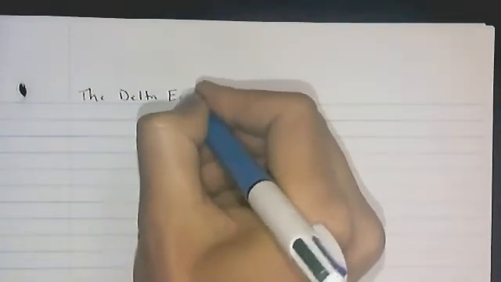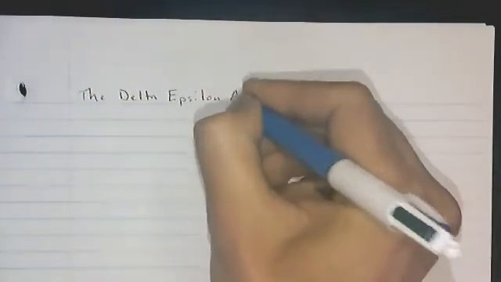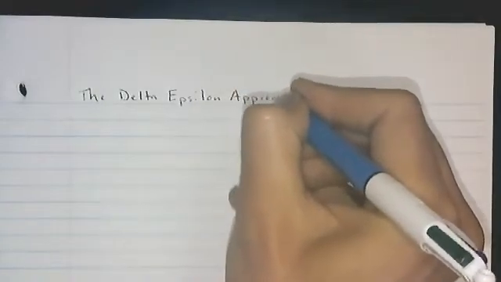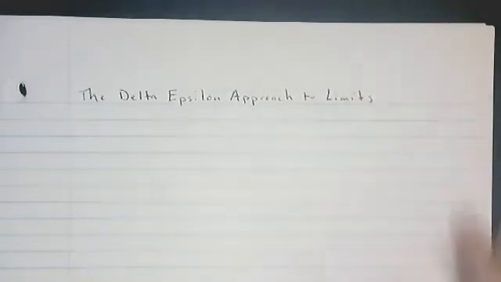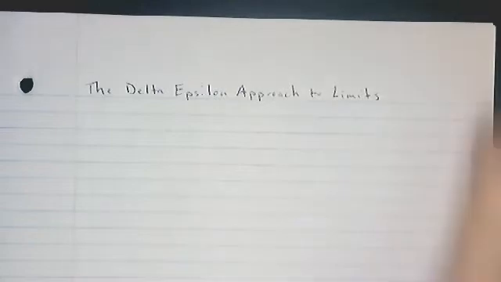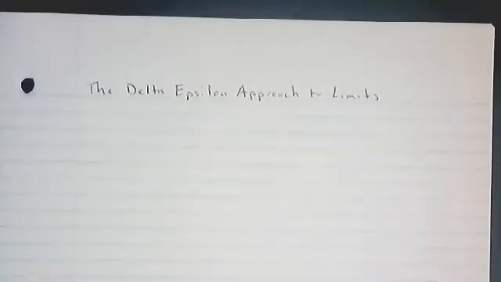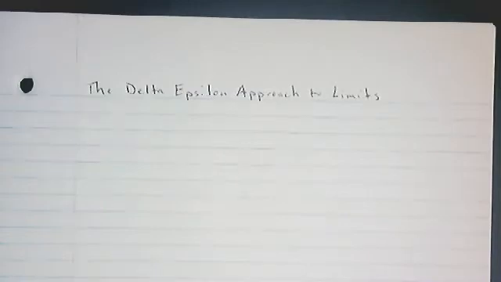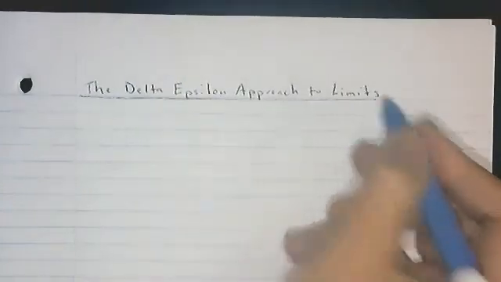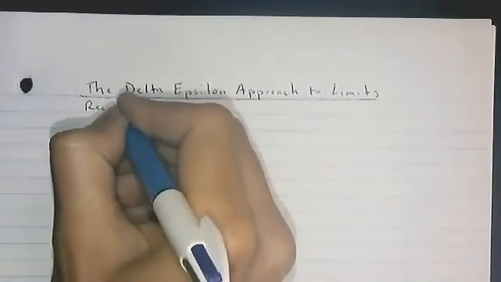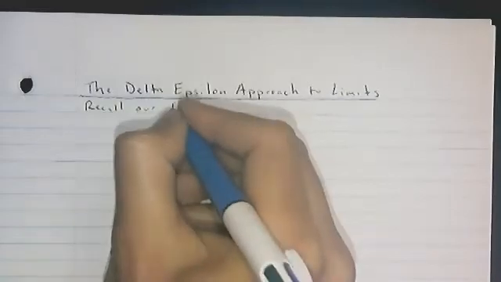Here we go. With that, the delta epsilon approach to limits. We're going to go all the way back to section 1.4 and recall that very first limit that we considered. So recall our first exploration of the limit.